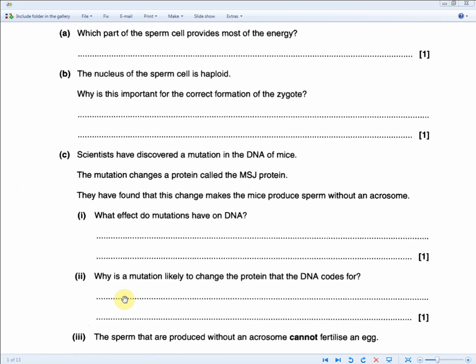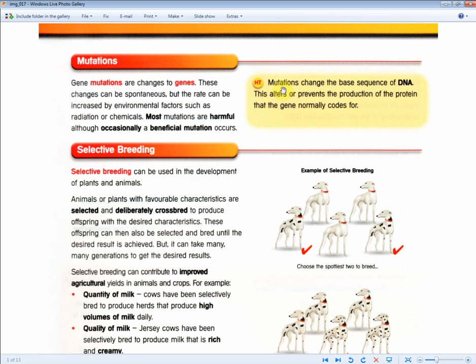And for the next question, why is mutation likely to change the protein that the DNA codes for? So for this 2nd mark, basically, it's the first sentence where it says mutations change the base sequence of DNA. And that's all you need to mention for these 2 marks.